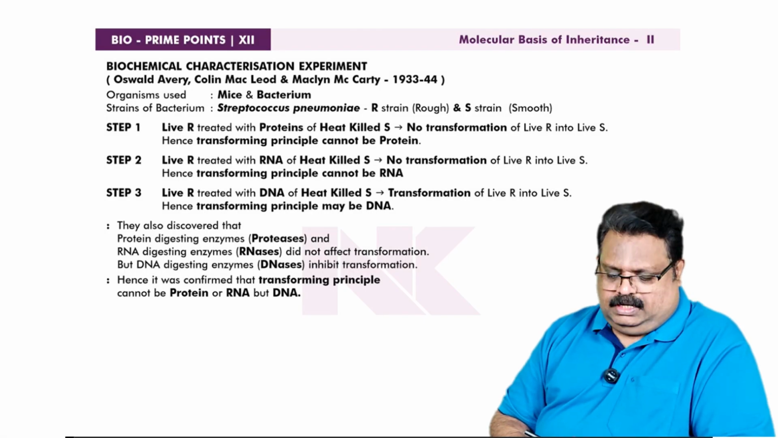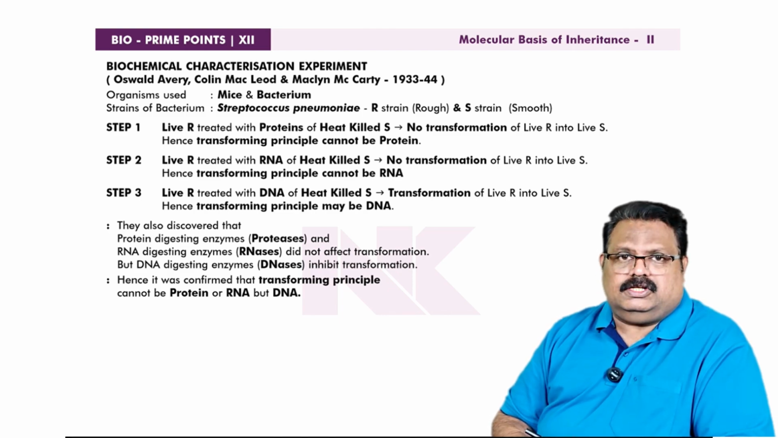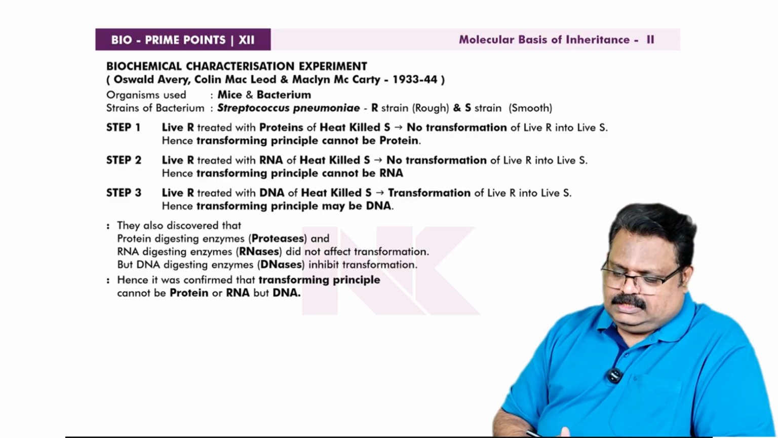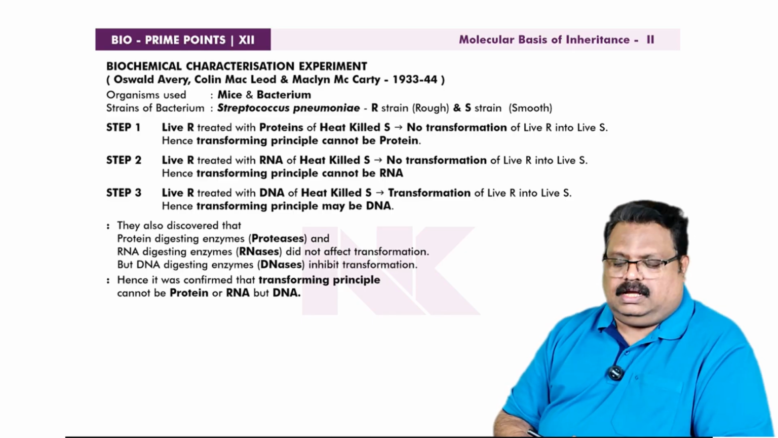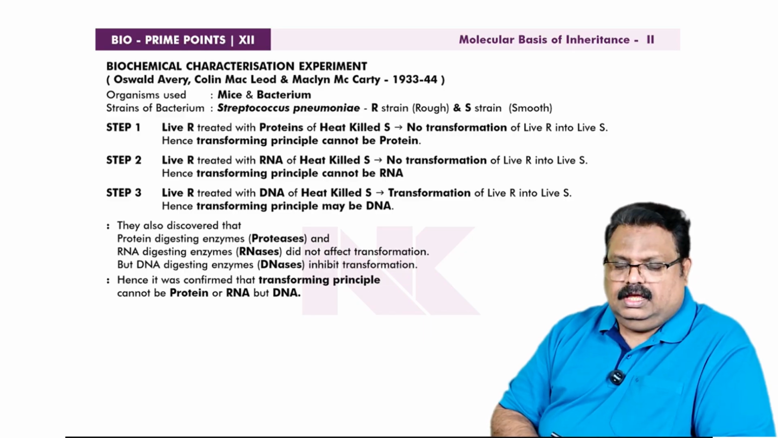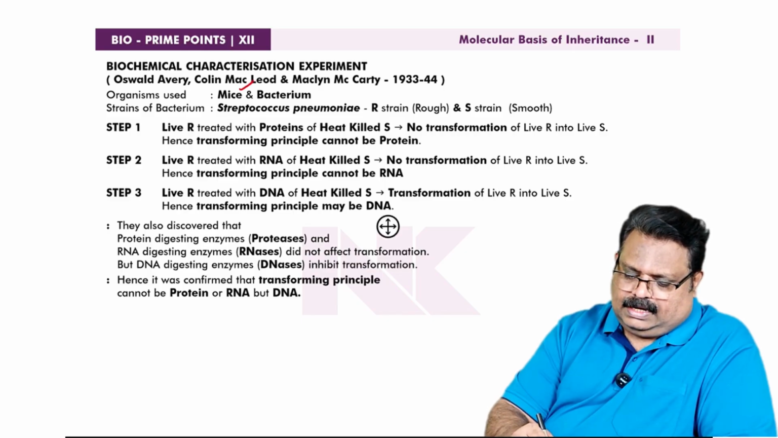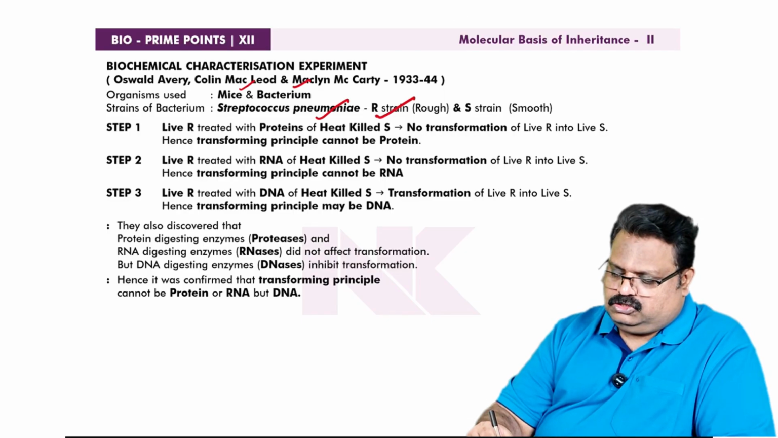Now, the second experiment is the identification of the biochemistry of the transforming principle proposed by Griffith. And this experiment was conducted by Oswald Avery, Colin MacLeod, and Maclyn McCarty in the years 1933 to 44. Here also the same procedure was done. They used the organisms mice and bacterium, Streptococcus pneumoniae, R strain, rough strain, and S strain, smooth strain.